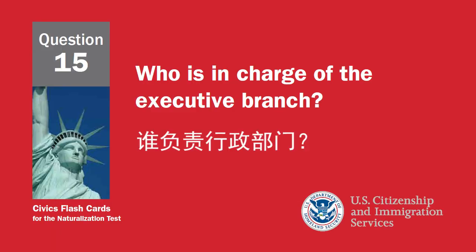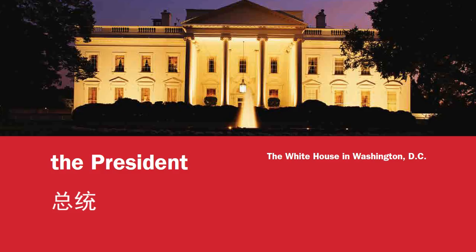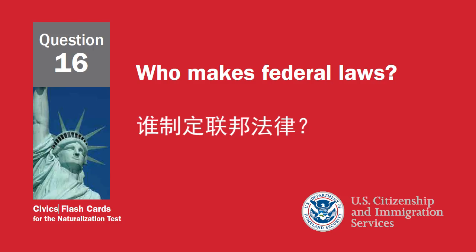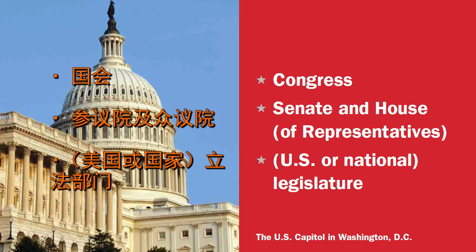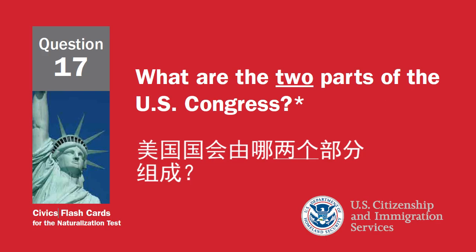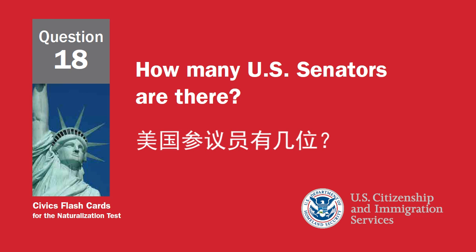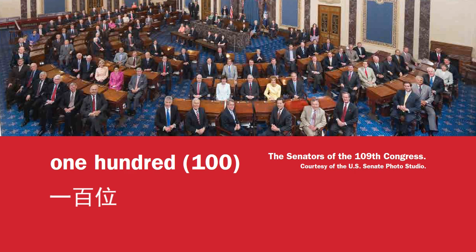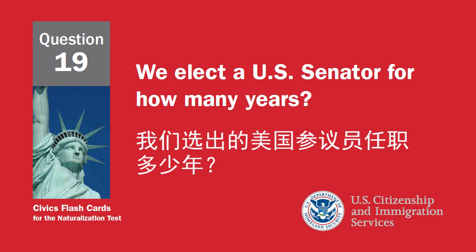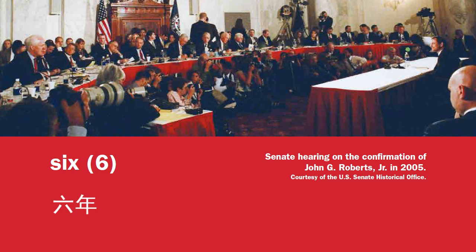Who is in charge of the executive branch? The President. Who makes federal laws? Congress. Senate and House of Representatives. US or national legislature. What are the 2 parts of the US Congress? The Senate and House of Representatives. How many US senators are there? 100. We elect a US senator for how many years? 6.